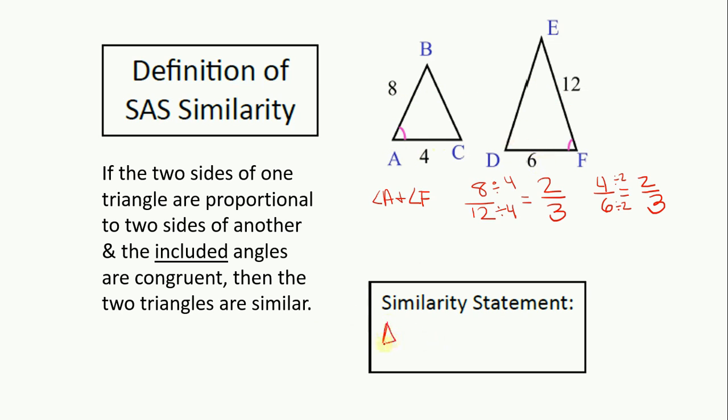So let's go ahead and write our similarity statement. We knew 8 was related to 12, so if I put triangle ABC over here, then I have to start with the angle again, so that'd be F. And then 8 and 12 were related, so it'd be F, E, D, it looks like.